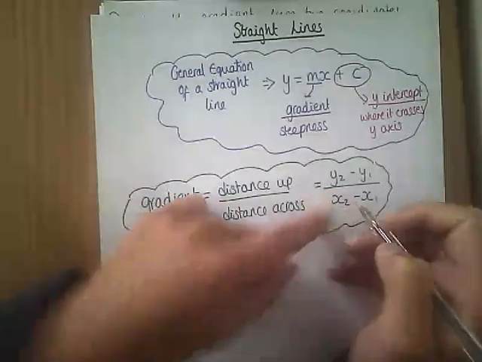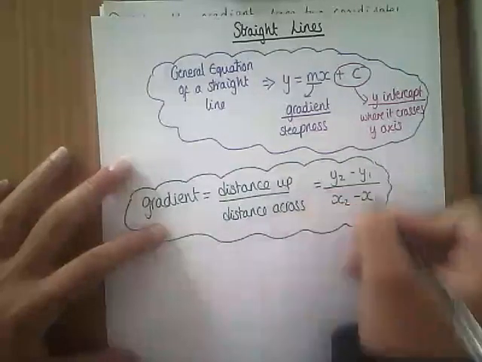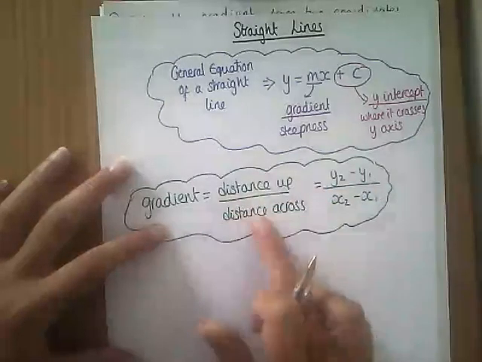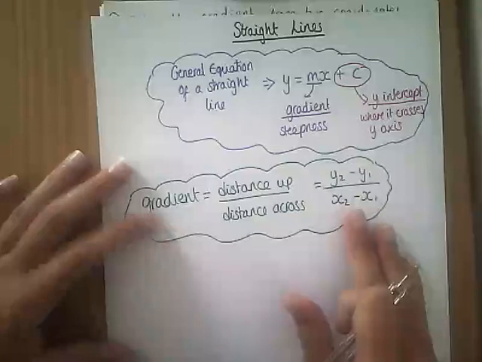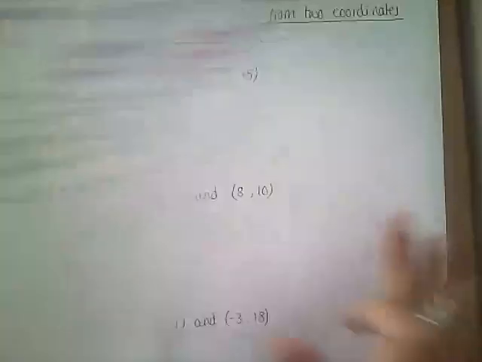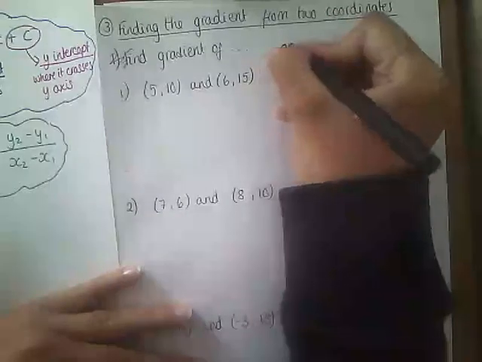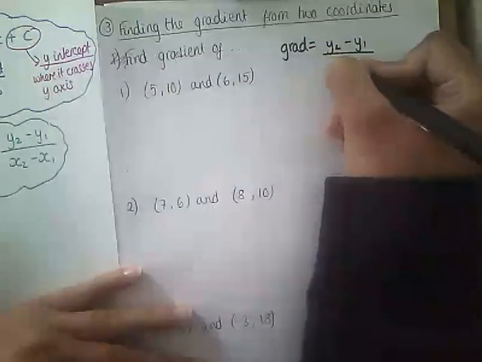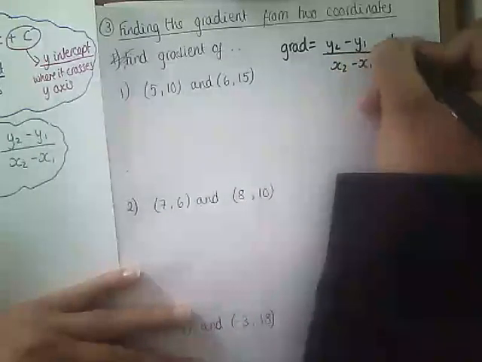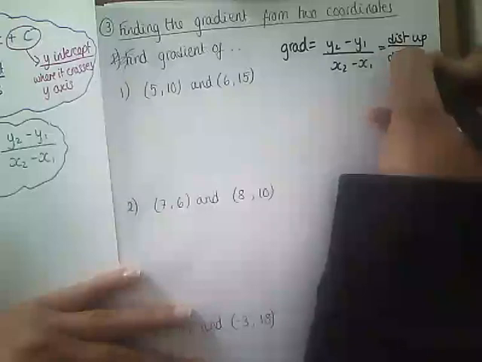So we're going to look at this, and I'm going to interchange using distance up divided by distance across and y2 minus y1 over x2 minus x1. Let me write that somewhere so that we've got it on the sheet. The gradient is y2 minus y1 over x2 minus x1, which is the distance up divided by distance across. It doesn't matter which one you use as long as you're happy with how to use it.